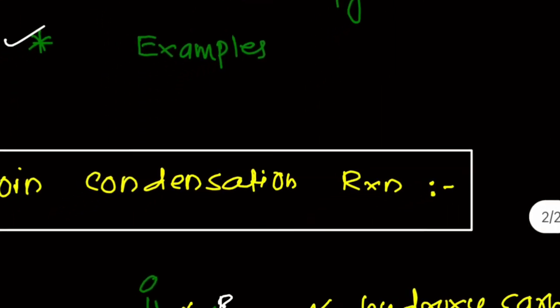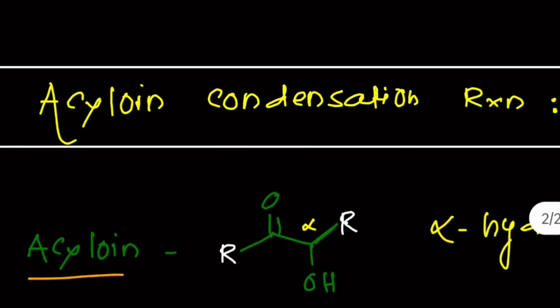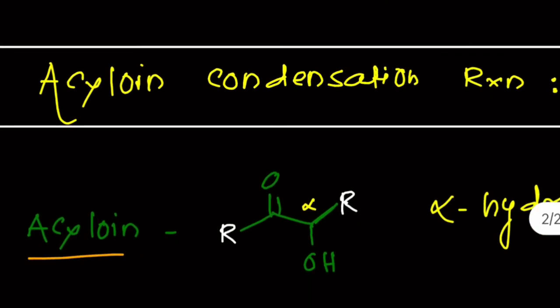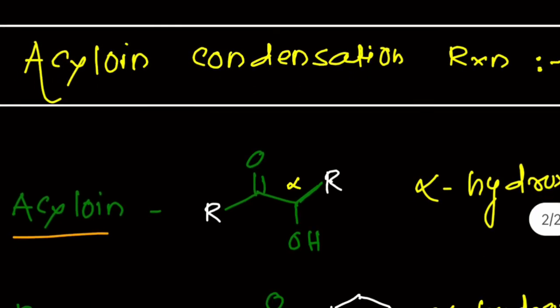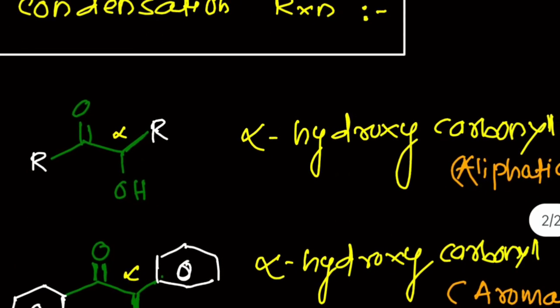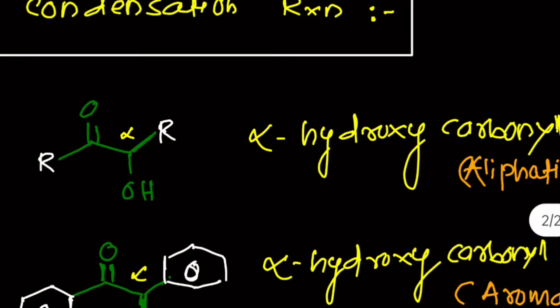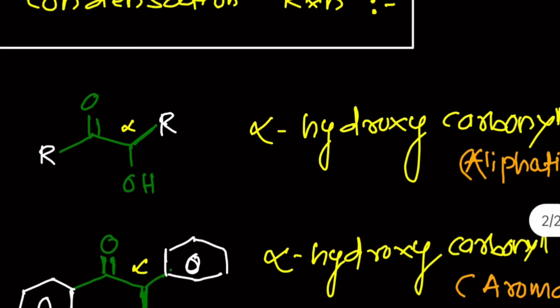Okay, let's see the first reaction, under letter A, that is the Acyloin condensation reaction. What is an acyloin? Acyloin is a bifunctional molecule having an OH, that is a hydroxyl group, and a carbonyl group, adjacent to each other. So this molecule is called an alpha hydroxy carbonyl group. It is an aliphatic compound. An alpha hydroxy carbonyl group is called an acyloin.